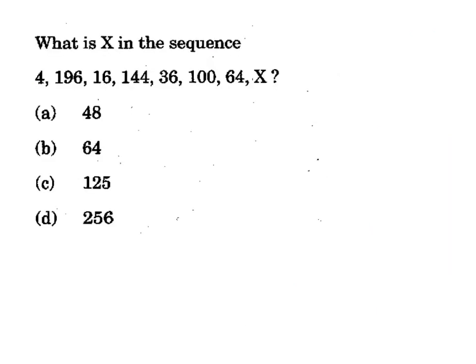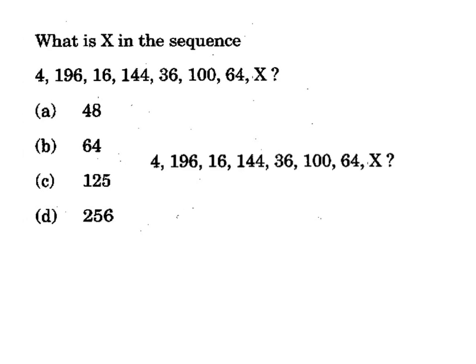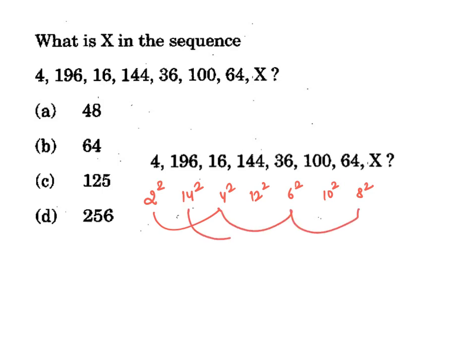What is x in the sequence? So get the sequence first. Now this is the sequence. If you observe the sequence, first 4, 196 and 16, everything is a square number. So the first number is 2 square, then 14 square, then 4 square, then 12 square, then 6 square, then 10 square, then 8 square. See here, increasing by 2, 4, 6, 8, decreasing by 2. So again it decreases by 2, which means again 8 square.